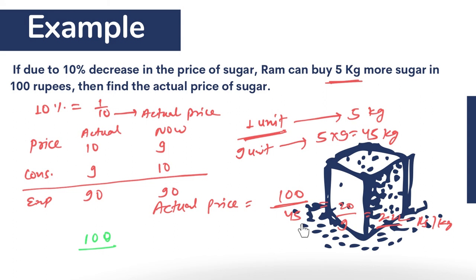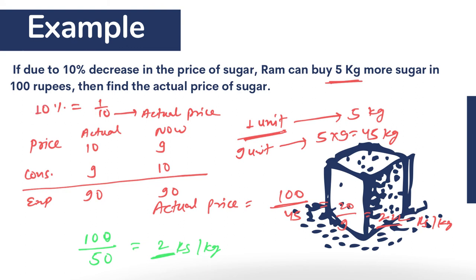Here earlier the consumption is 45. So now consumption became 45 plus 5. The consumption becomes 50. So 100 by 50 equal to 2 rupees per kg. So this is my decreased price. Right? First my price was 2.22 rupees per kg. Now it has become 2 rupees per kg. So I can buy 5 kg more sugar in 100 rupees.